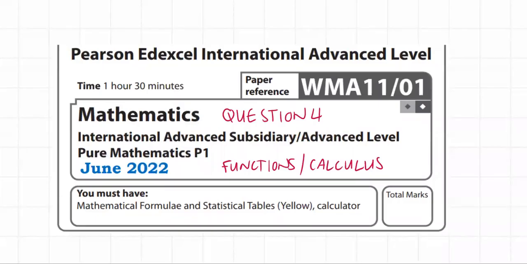This is the Pearson Edexcel IAL, Maths P1, Pure Math 1. We're going to be doing question 4 of the June 2022 paper, which deals with functions and calculus.